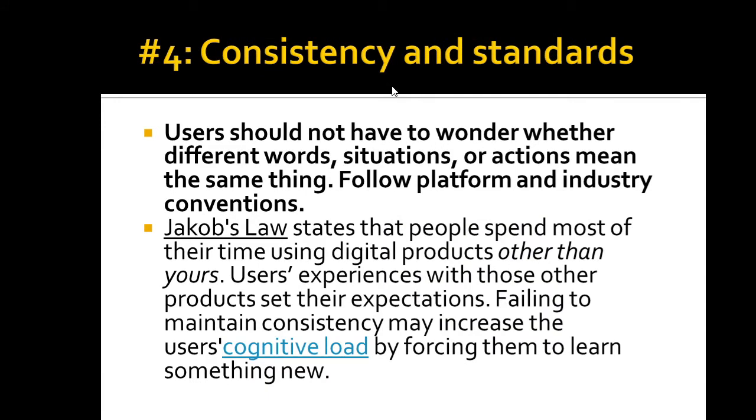Number 4, consistency and standards. Users should not have to wonder whether different words, situations, or actions mean the same thing. You have to follow platform and industry conventions. Jakob's law states that people spend most of their time using digital products other than yours. So they might be using other products than what you are using. So users' experiences with those other products set their expectations. Failing to maintain consistency may increase the user's cognitive load by forcing them to learn something new.